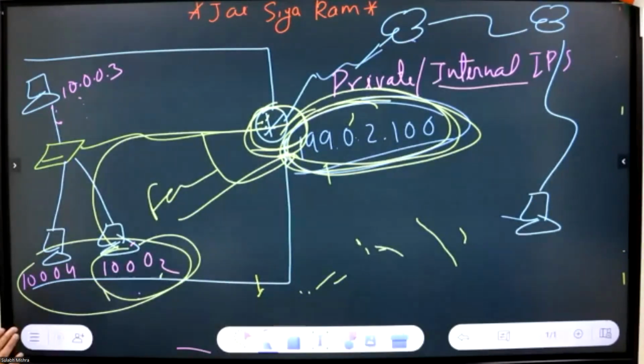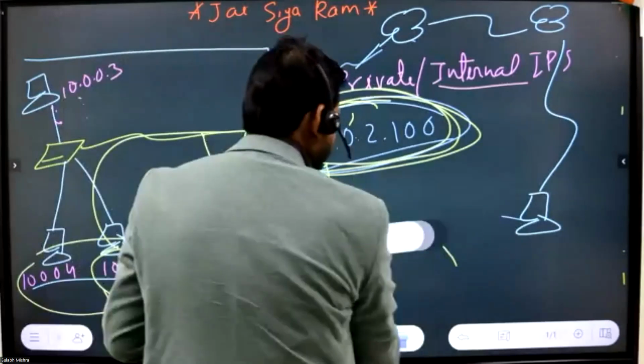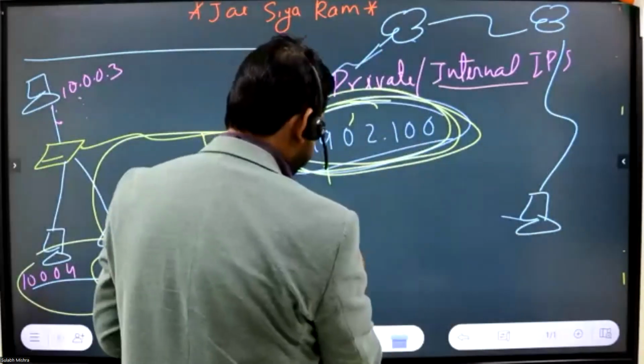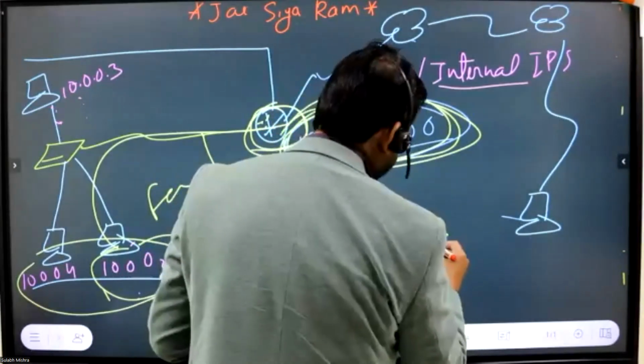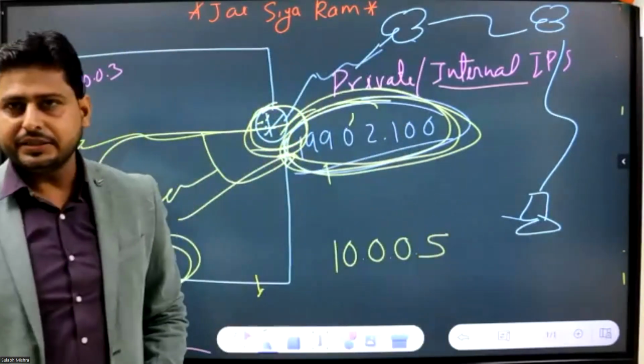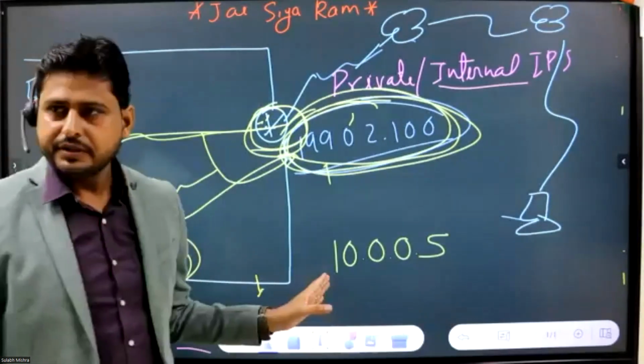Means apart from these three ranges of private IPs, all other IP addresses, whatever you see, you call as public IP, right? So if I ask you, 10.0.0.5, is this public IP or private IP address? Private.